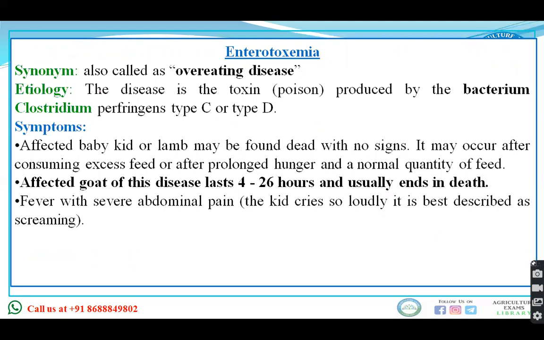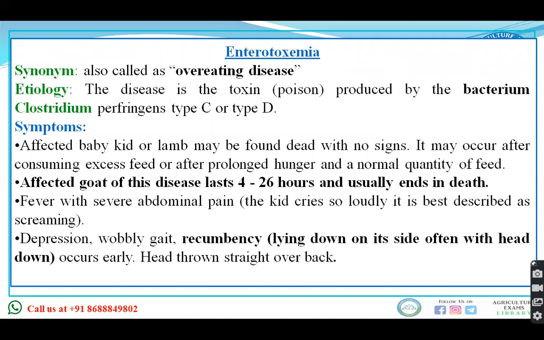Next is enterotoxemia. This is overeating disease, which is caused by the bacterium Clostridium. In this, affected goats can hardly survive for 4 to 26 hours, and at last they die. You will see generally the goats lying down on their side, often with the heads down.